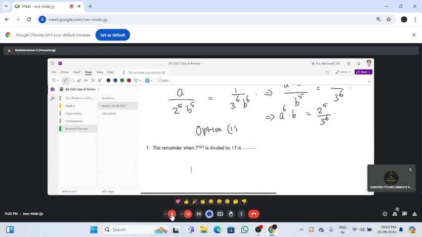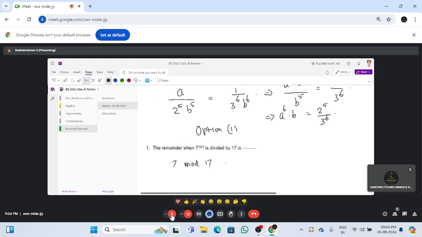Okay. So 7 power 103 is divided by 17. We are asked to find out what will be the remainder. How we can do this is, whenever we are dividing by 17, we write that as mod 17.